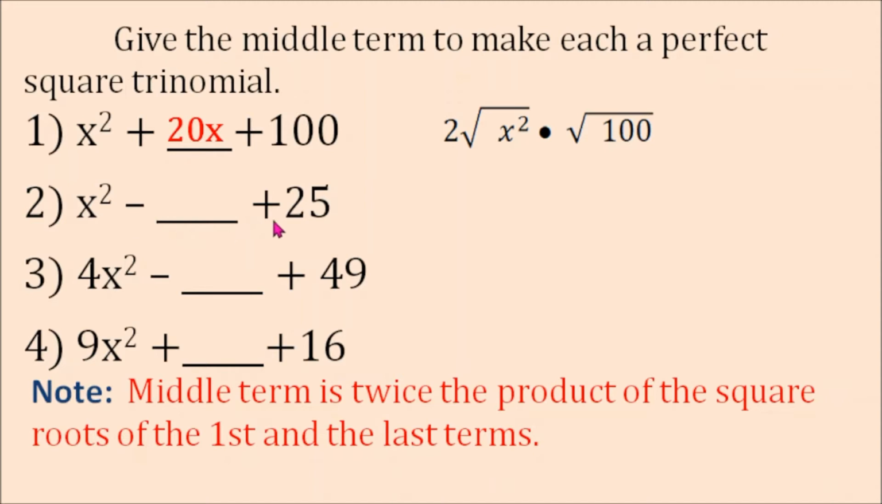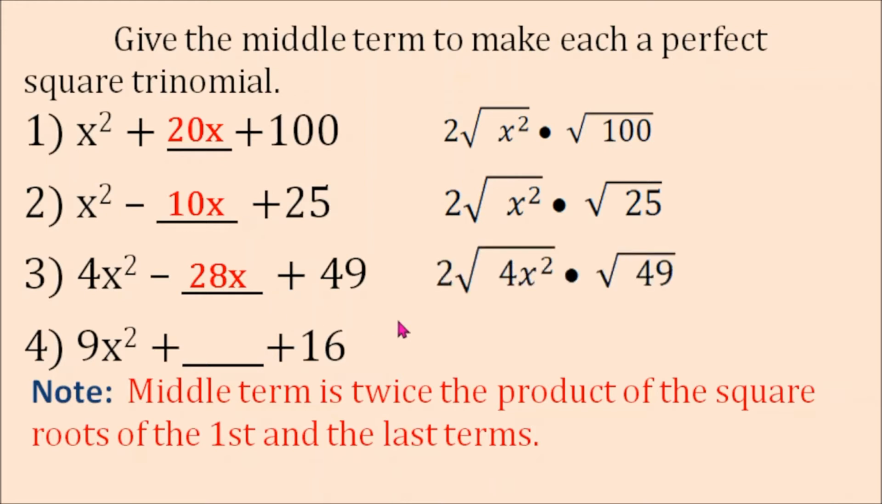How about number 2? X squared minus what plus 25? The answer is 10x. How? The square root of x squared is x, the square root of 25 is 5, so 5 times x is 5x, then twice, that's 10x. How about number 3? Yes, it's 28x. How? The square root of 4x squared is 2x, then the square root of 49 is 7. 7 times 2x is 14x. Then twice, it's 28x.